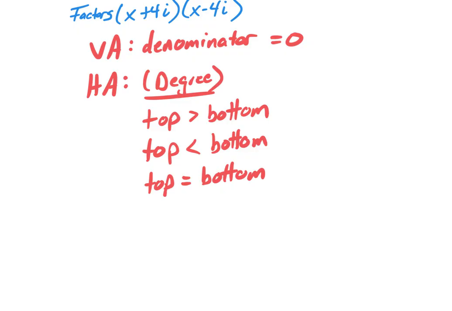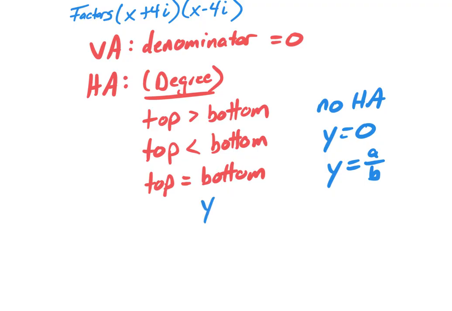If the degree on top is bigger, then there is no horizontal asymptote. Okay, it will not have one. If the degree on top is less than, the horizontal asymptote would be y equals 0, which is the x-axis. If the top is equal to the bottom, then we use the rule y equals a over b. And I'll give you an example here.